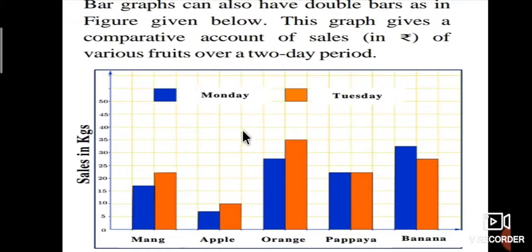Observe, this is Monday and Tuesday. In the 2 days, the sales of mangoes, then apple, then orange, and on Tuesday papaya, banana, like that. This type of graph is called a bar graph. You observe this one. It is easy to compare the various fruits over a 2 days period.